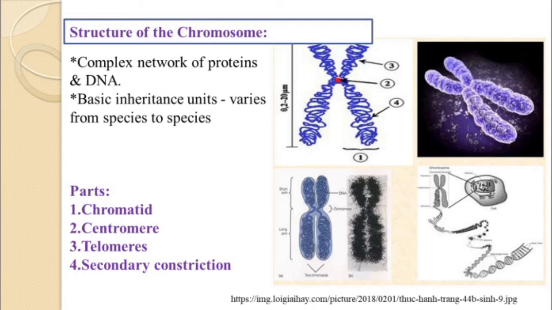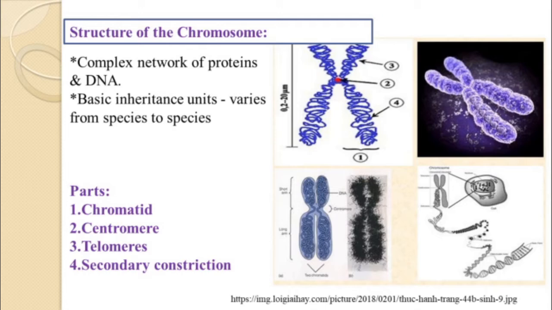If you look at the structure of a chromosome, it is a complex network of proteins and DNA, and chromosomes are the basic units of inheritance. These are varied structures from species to species. They have main parts, as you can see in the diagram here: a cell which has a nucleus. Within the nucleus, a number of chromosomes are accommodated, and each chromosome has structures like chromatid, centromere, telomeres and secondary constriction.